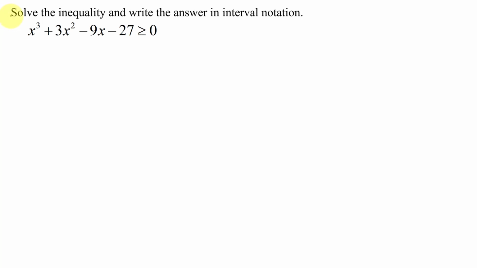In this example, I need to solve the inequality and write the answer in interval notation. Here's the inequality. It's x cubed plus 3x squared minus 9x minus 27 is greater than or equal to 0. Well, what type of inequality is this? Notice the highest exponent on an x is a 3, so this is a polynomial inequality.